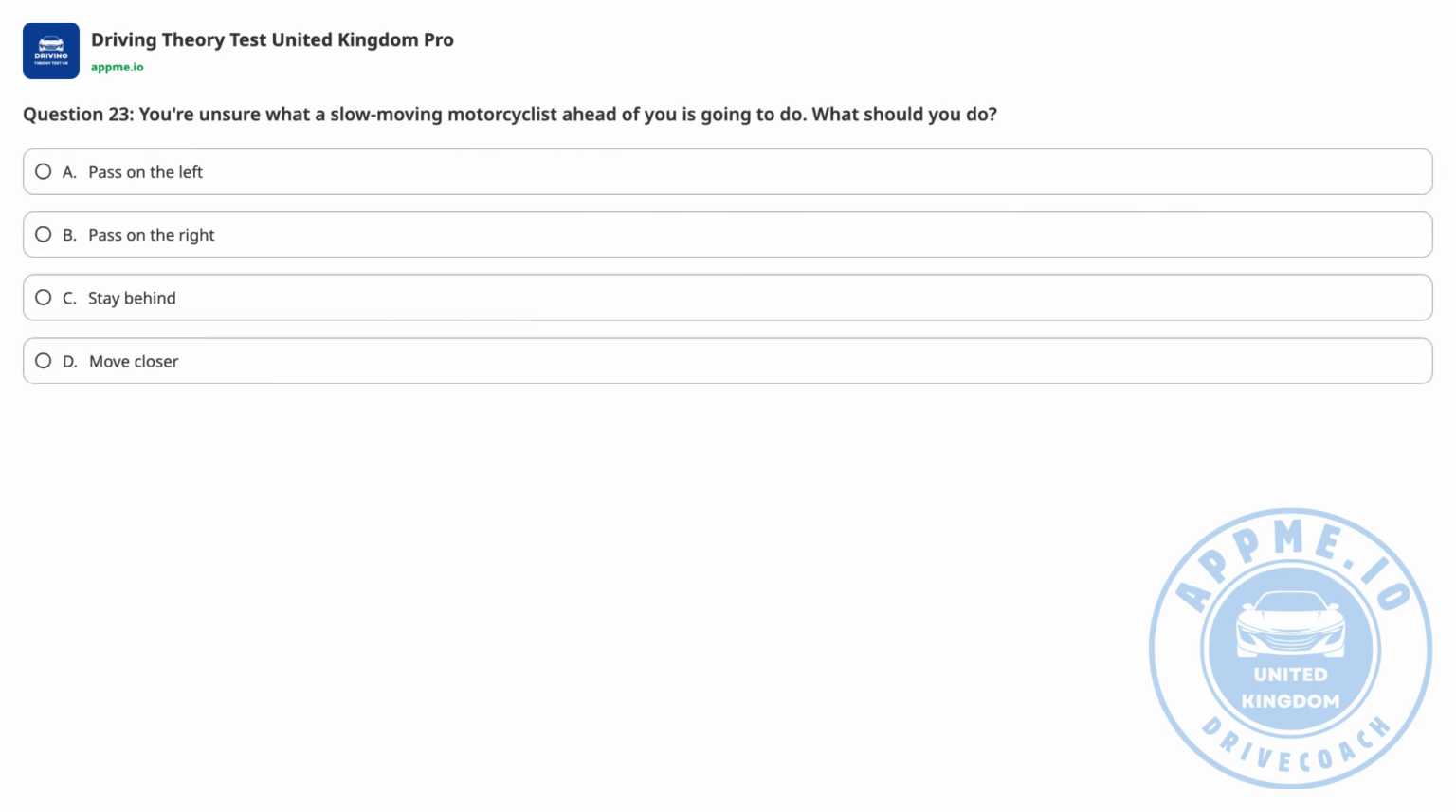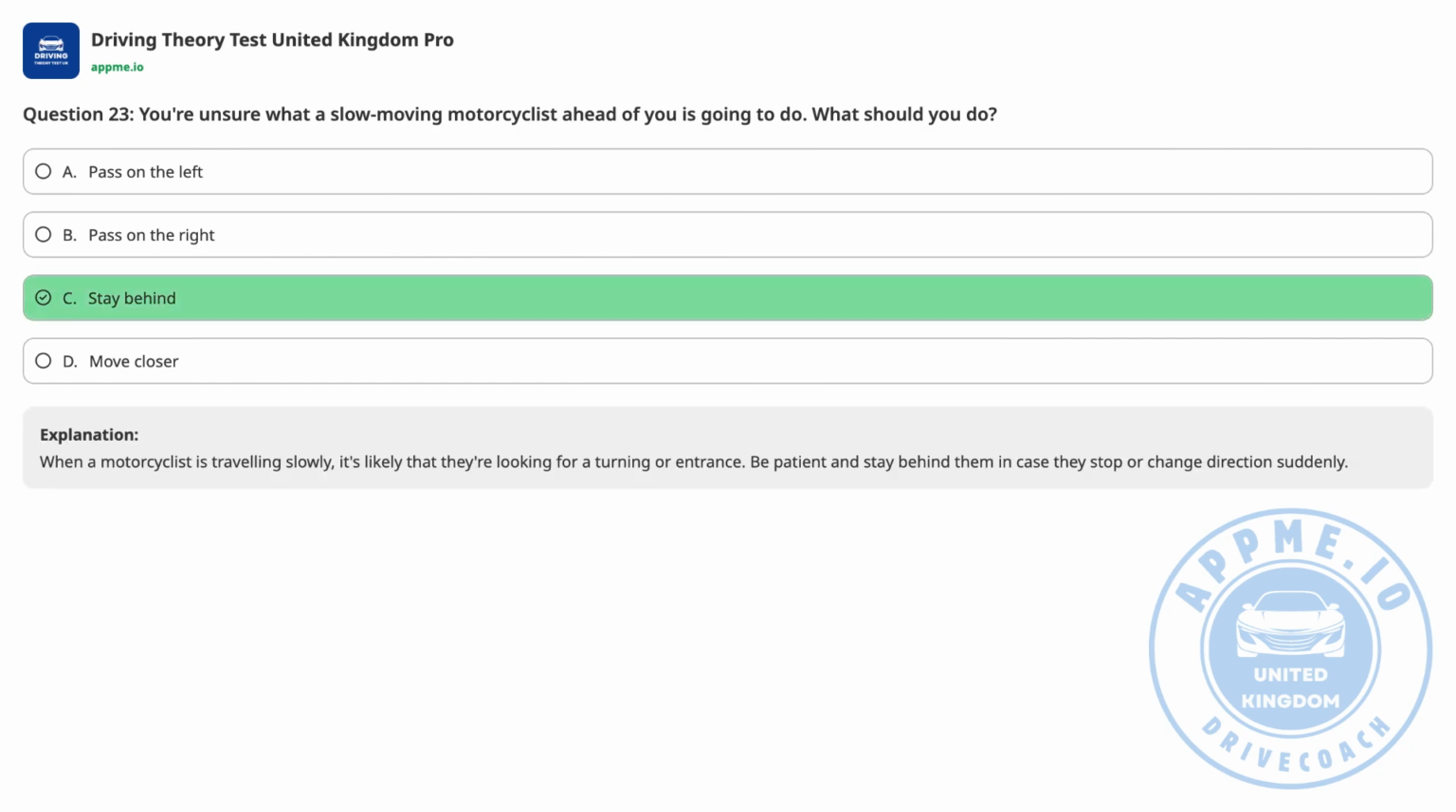Question 23. You're unsure what a slow-moving motorcyclist ahead of you is going to do. What should you do? A. Pass on the left. B. Pass on the right. C. Stay behind. D. Move closer. The correct answer is C.